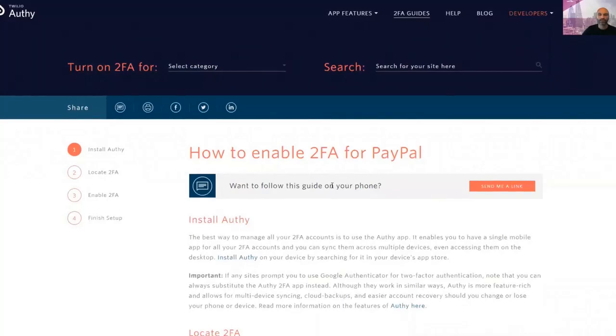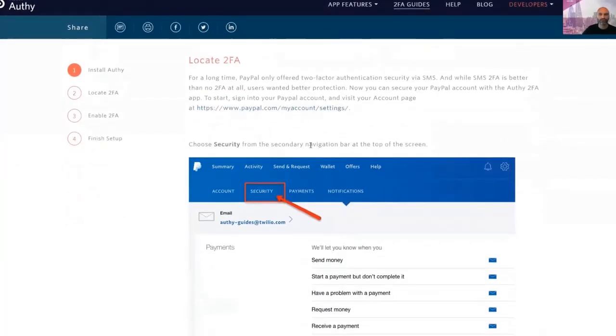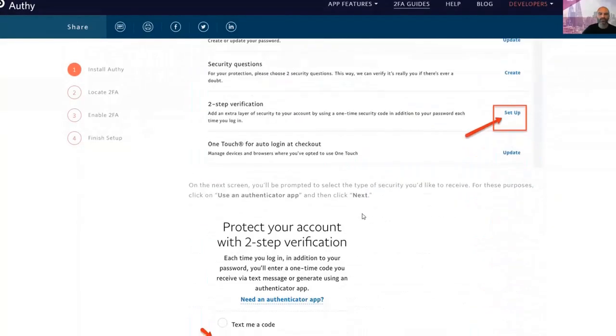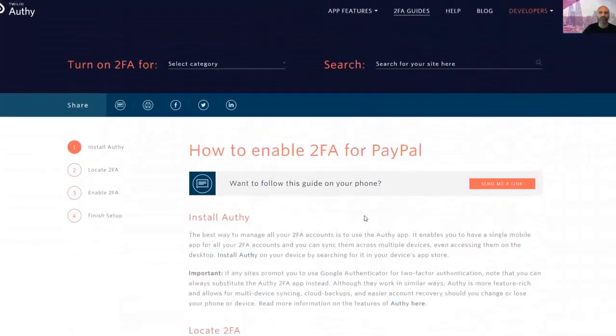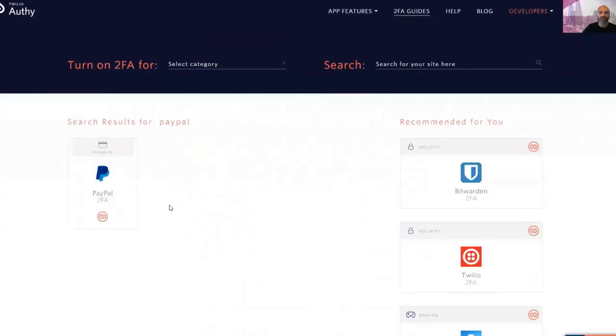So here you go. Here are the instructions. All you need to do is follow along step by step as it shows you here. Very straightforward. And it tells you exactly how to get this second layer of authentication set up for your PayPal account. But maybe you might say, well, I don't have a PayPal account.